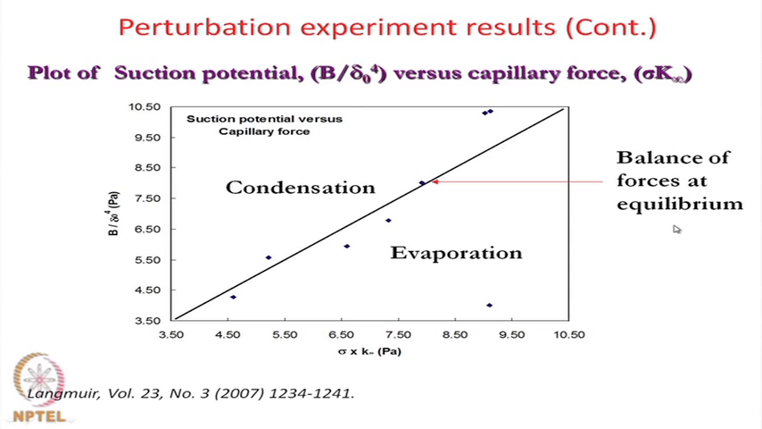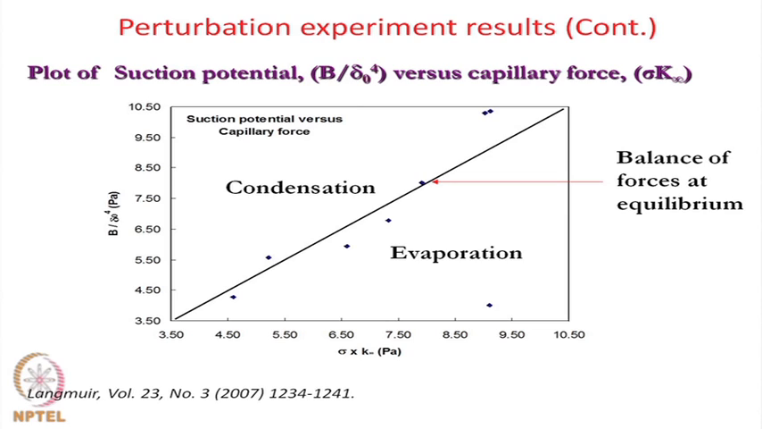Now, this is the summary of the results. On the left-hand side I have B by delta 0, the adsorbed film thickness, to the power 4, which has units of pressure, Pascal, and on the x axis is sigma K infinity, which is the capillary pressure. So, if the capillary force is more, the film retracts and we get evaporation. If B by delta 0 to the power 4 is more, the thicker film moves towards the adsorbed film and we get condensation.